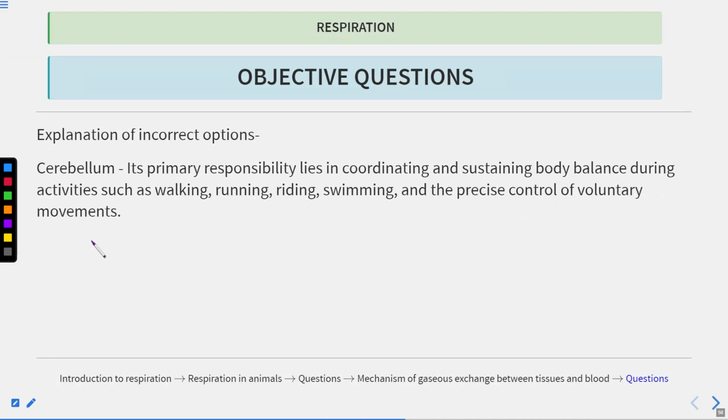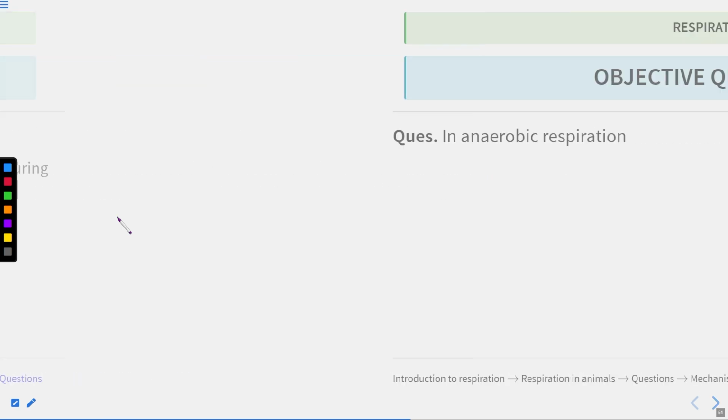Now, one of the options was cerebellum. Why is cerebellum not the correct answer? Because its primary responsibility lies in coordinating and sustaining body balance during activities such as walking, running, riding, swimming, and the precise control of the voluntary movements. Clear? So this is the role of the cerebellum. Clear? So that's why the answer was medulla oblongata.